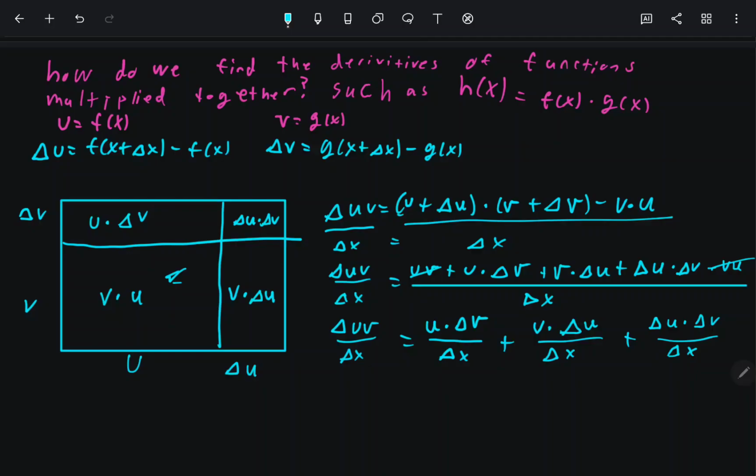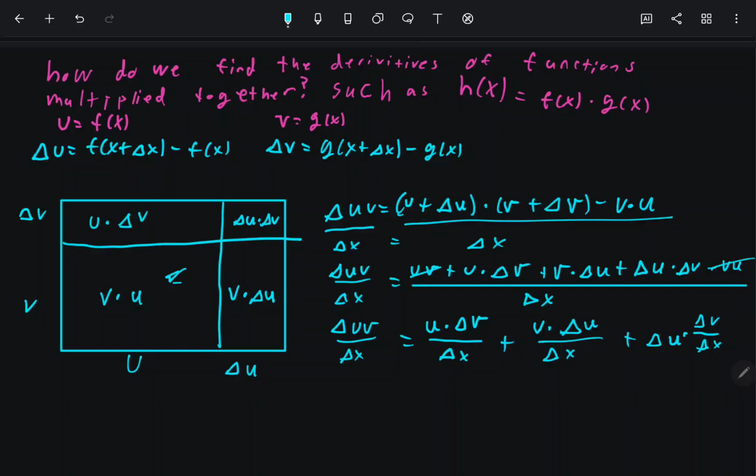Well, what I want to do with this final term is break this down. Because we can, we're going to say that this is the change in u times the change in x. Now, if we want the derivative of this, we can take the limit as change in x approaches 0 on both sides.